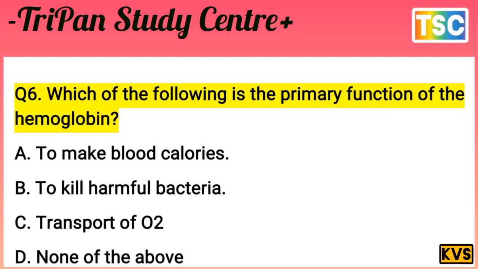You know that this is important. Hemoglobin is present in the red blood cell. It transports oxygen to the tissues of the human body. Hemoglobin carries oxygen throughout the body. The iron in hemoglobin gives the RBC its red color. It means the primary function of hemoglobin is transport of oxygen, so option C is correct.